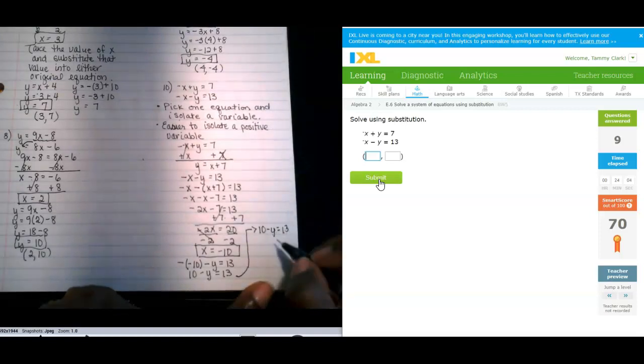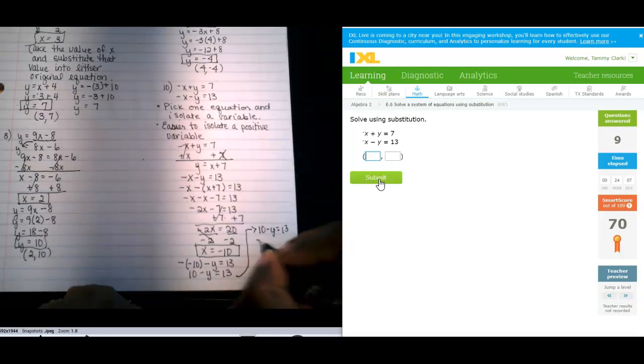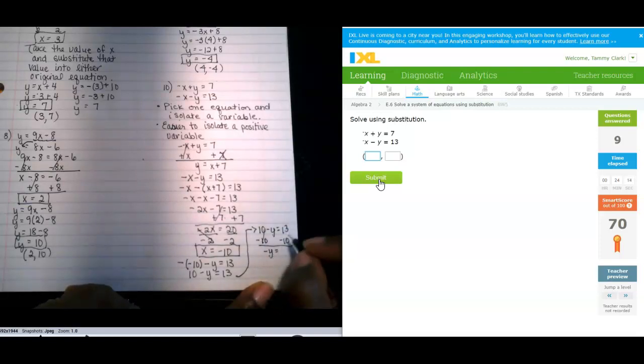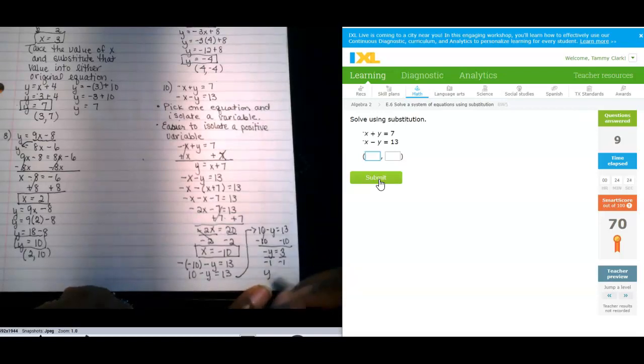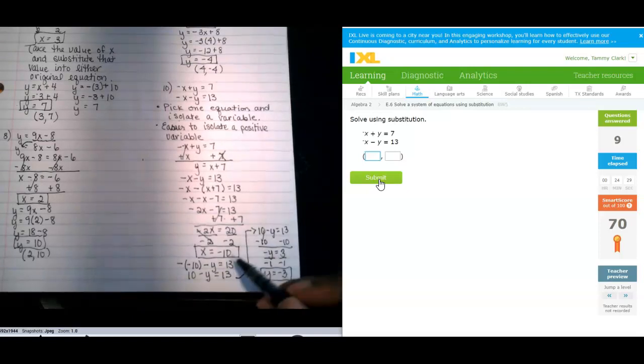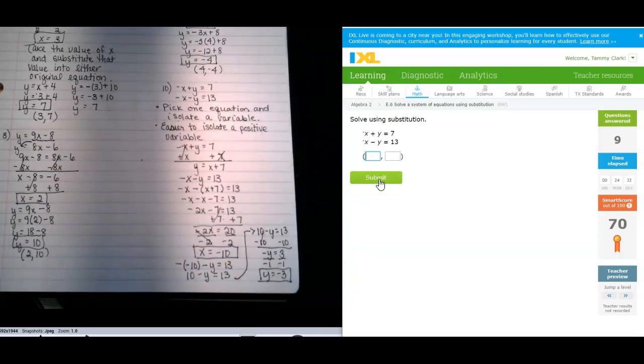Well, let's do this. Subtract 10 from both sides of the equation. And I've got negative y is equal to, well, 13 minus 10 is 3. But I don't want negative y. I want positive y. So divide both terms by negative 1. Y, therefore, is negative 3. So now I know x is negative 10, y is negative 3. That is where the lines cross at this ordered pair.